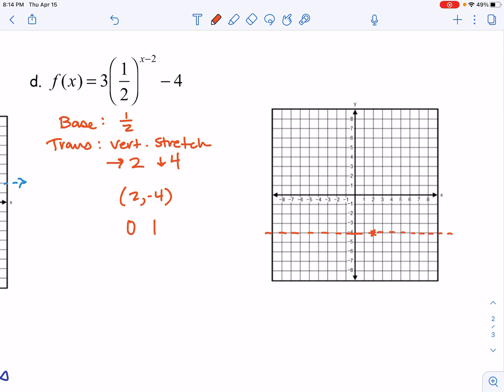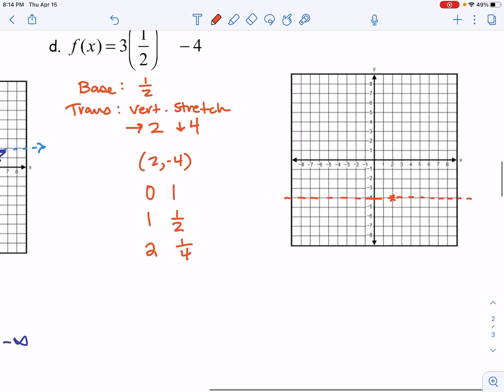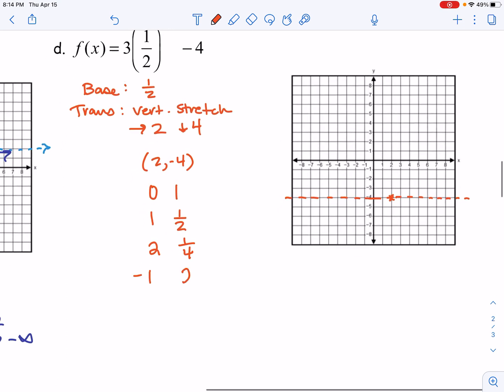Always 0, 1, 1, whatever the base is, 2, whatever the base squared is, -1, 1 over the base. This time -2 might be beneficial to us because it's 1 over the base squared, which is going to be just 4.